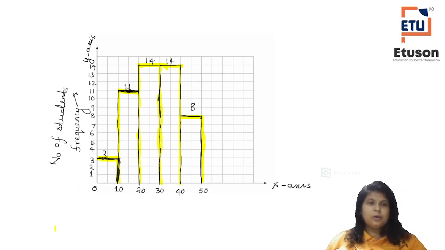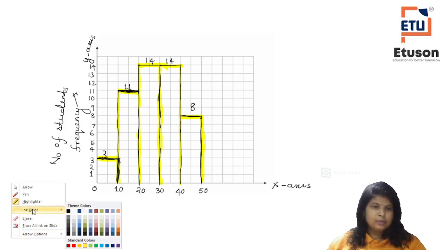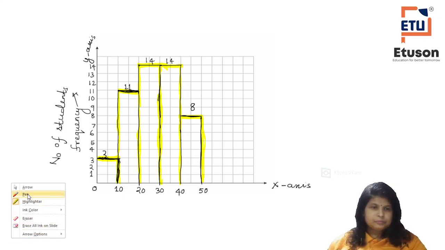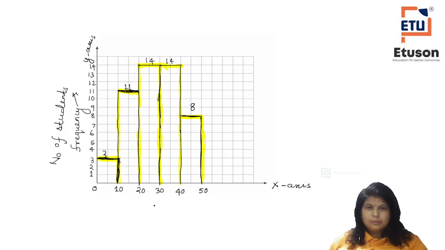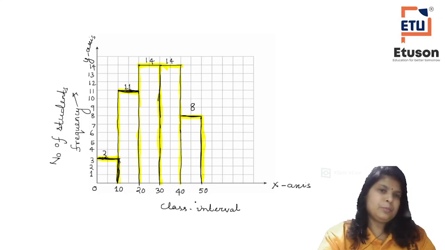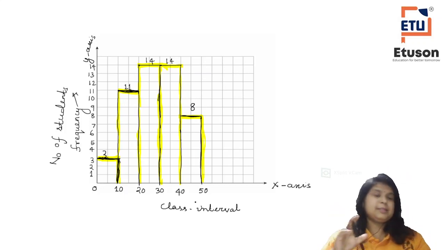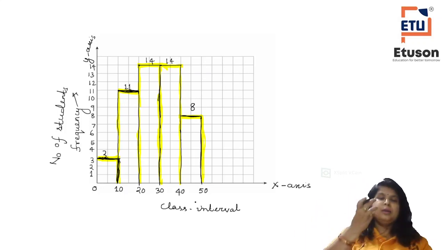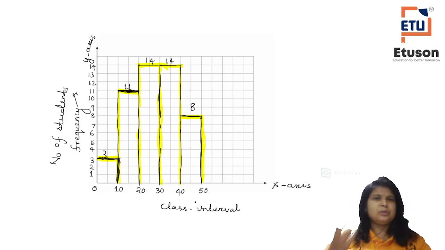Okay children, now one more thing I have not written. What does it represent? It is class interval, right? This is class interval. So this is how you will draw the histogram. From this you can clearly tell that 8 students are there between 40 to 50, and the minimum students are between 0 to 10, and most of the students lie between 20 to 40.